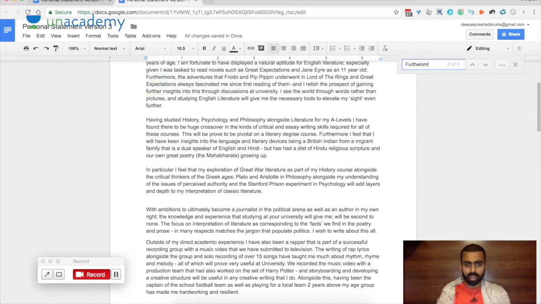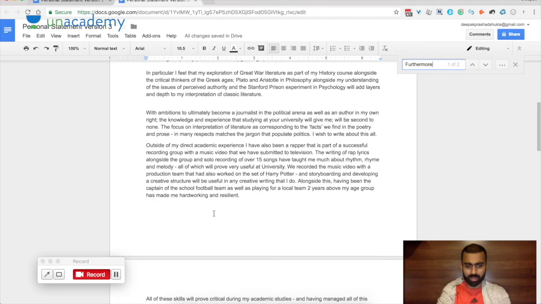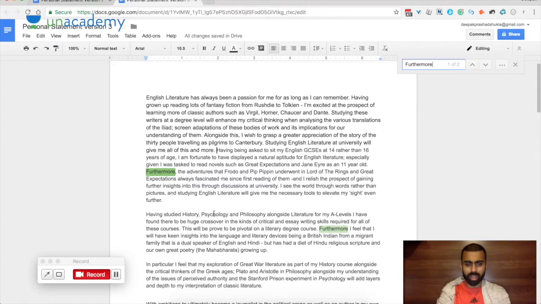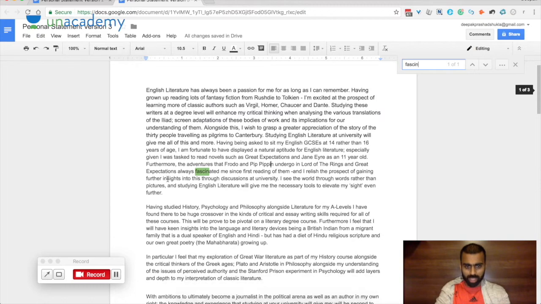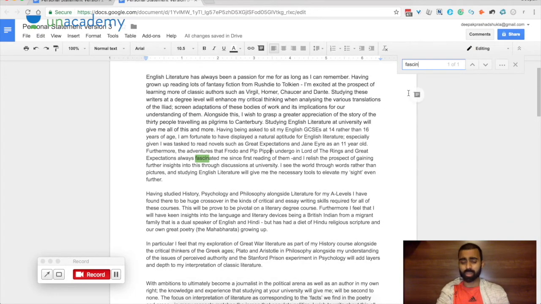Well, there's a couple of furthermores, as we can see. There's two. Two's not too bad. Furthermore, the adventures that Frodo and Pippin undergo in Lord of the Rings and Great Expectations fascinated. Do I use that again? So that's a quick tip that I do there. I quickly do a Control+F check to see if I can see it. Have always intrigued, but I prefer intrigued.